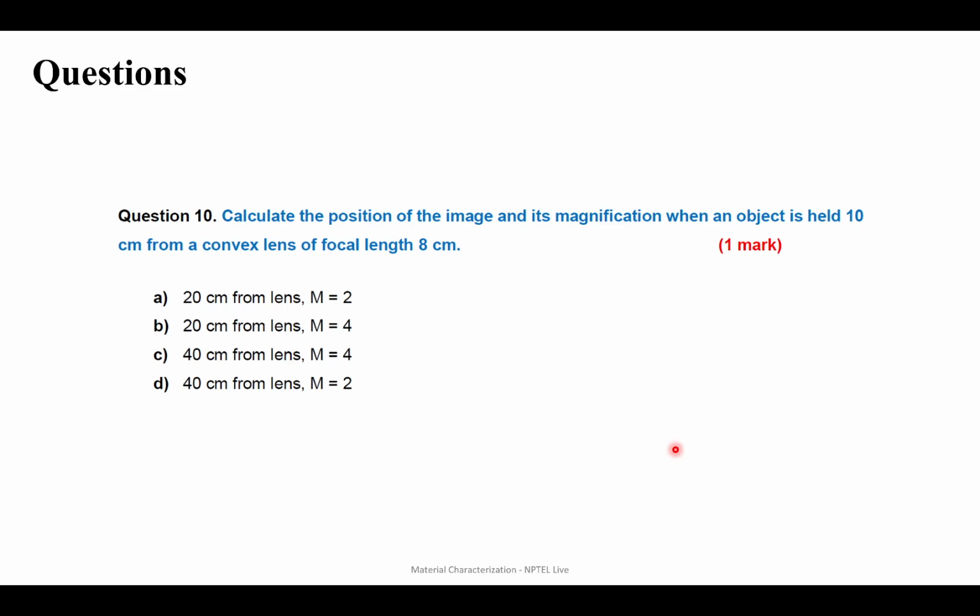Calculate the position of the image and its magnification when an object is held 10 centimeter from a convex lens of focal length 8 centimeter. 20 centimeter from lens and magnification is 2, 20 centimeter from lens and magnification is 4, 40 centimeter from lens and magnification is 4, 40 centimeter from lens and magnification is 2.